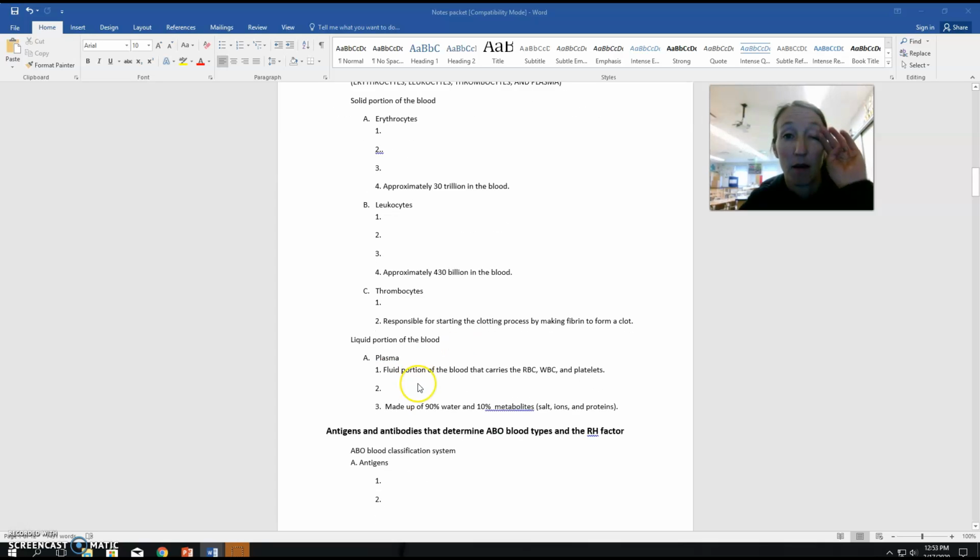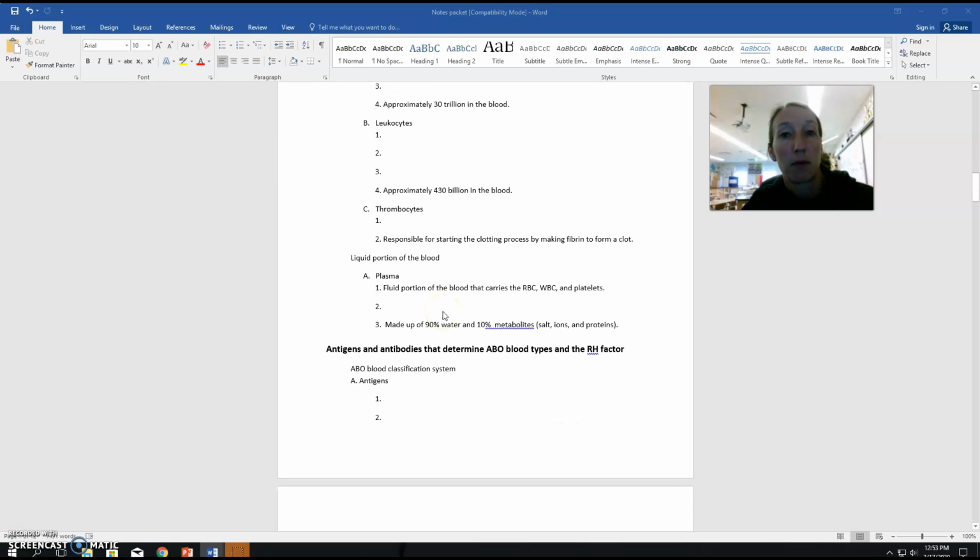Okay. Now, what percent of your blood is made up of plasma? 55% of your blood is plasma. And 90% of that is water. So a large portion of your blood is made up of water, which is why we know that blood acts like water. It has those water properties, those cohesion, surface tension.